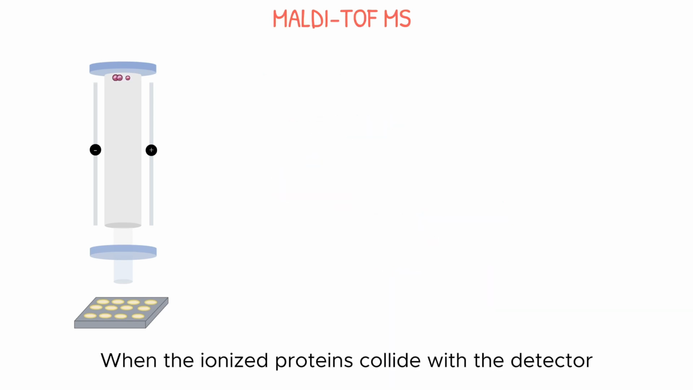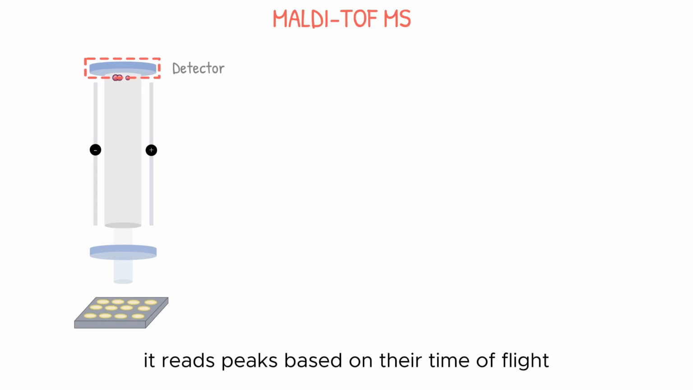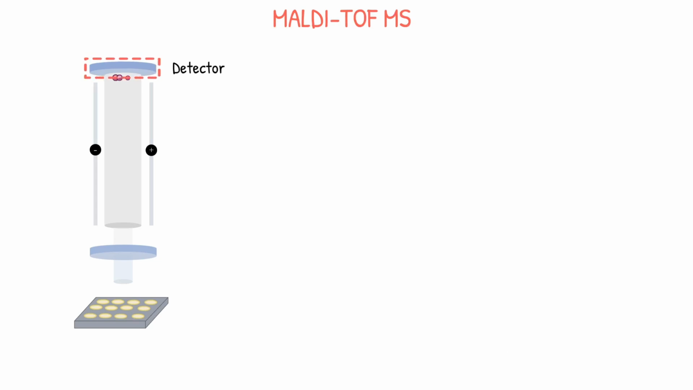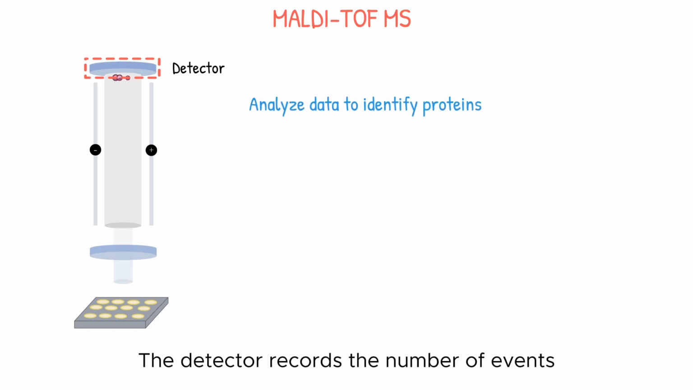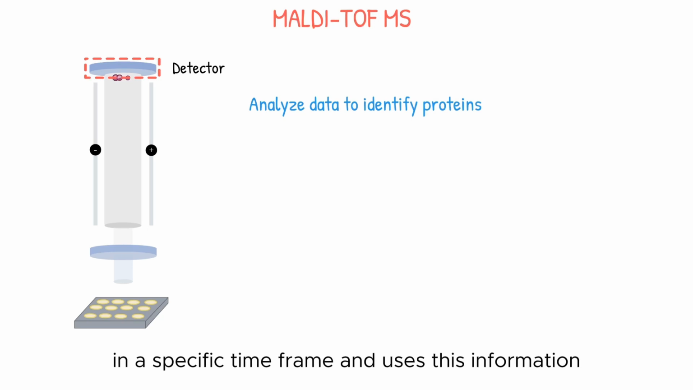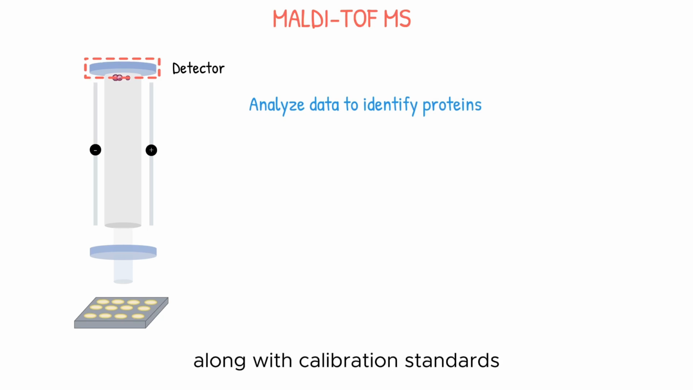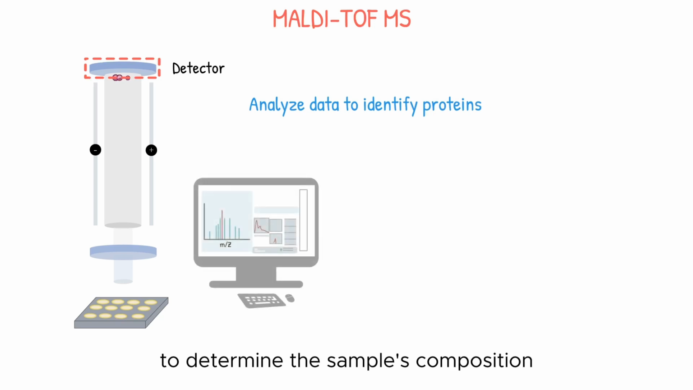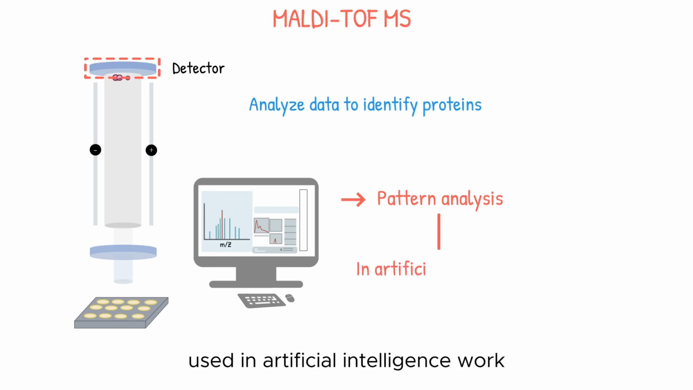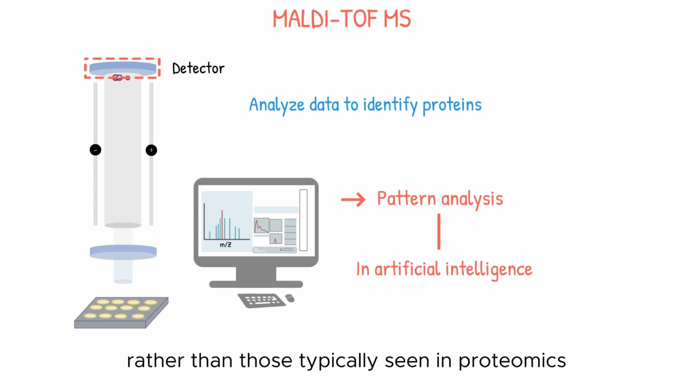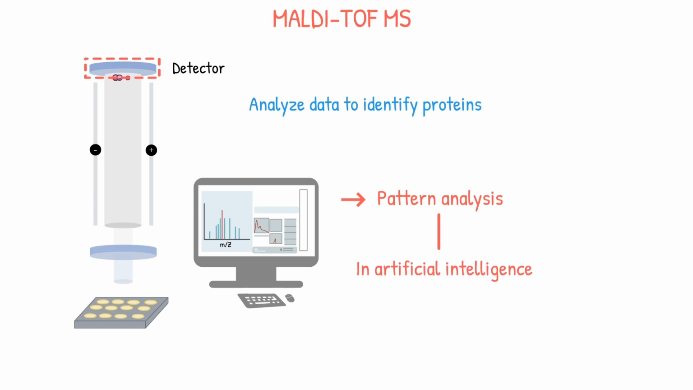When the ionized proteins collide with the detector, it reads peaks based on their time of flight and the number of simultaneous hits. This is how we analyze data to identify proteins. The detector records the number of events in a specific time frame and uses this information, along with calibration standards, to determine the sample's composition. The pattern analysis is quite complex and resembles analytical methods used in artificial intelligence work rather than those typically seen in proteomics.